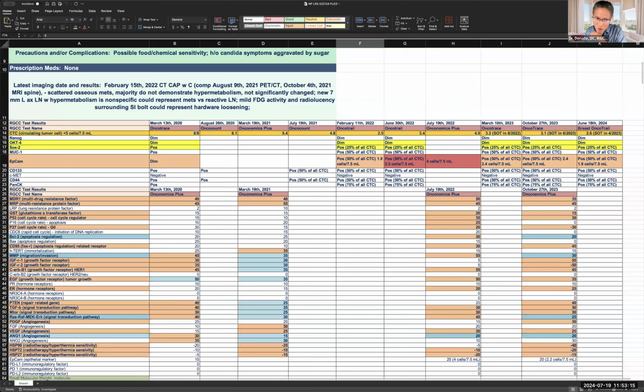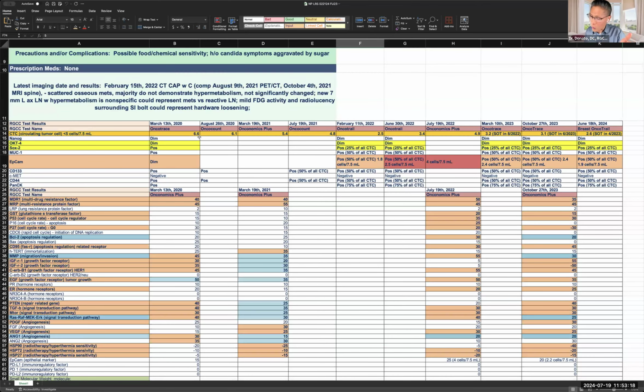And you can see here, this patient started out at 6.6. Now that's over 5 for a breast cancer. Less than 5 cells per 7.5 mil is the cutoff. If it's over that, it's considered advanced disease. Okay, so this woman started at 6.6. She's now down to 2.6. But I had to have her get SOTs to drop it this low. It's not easy. This woman's cancer is very resistant.